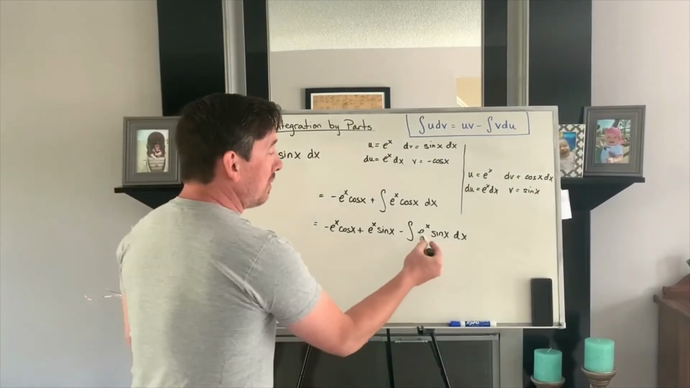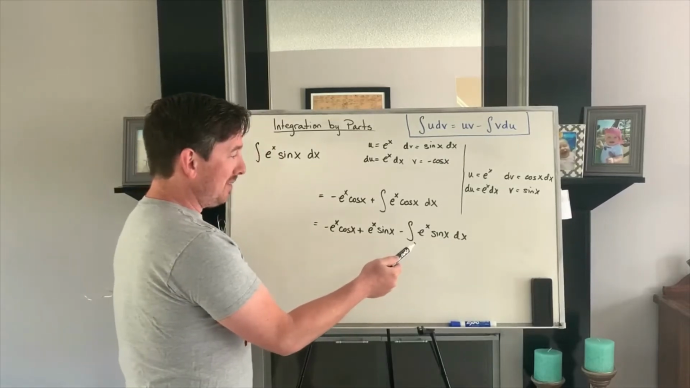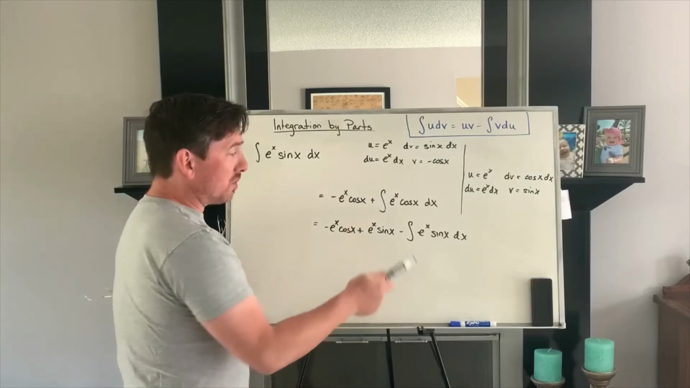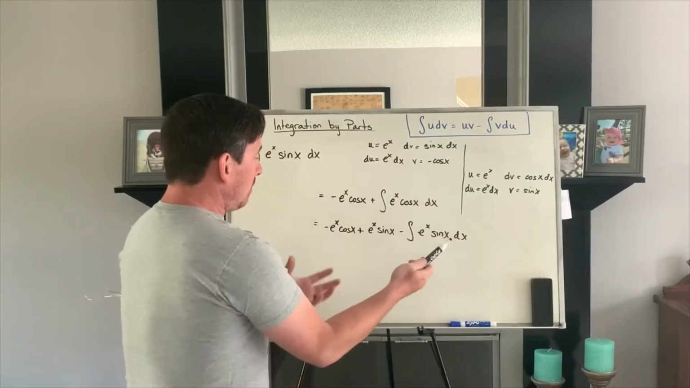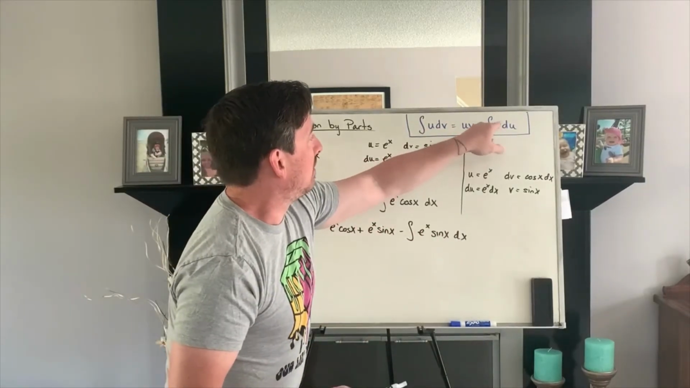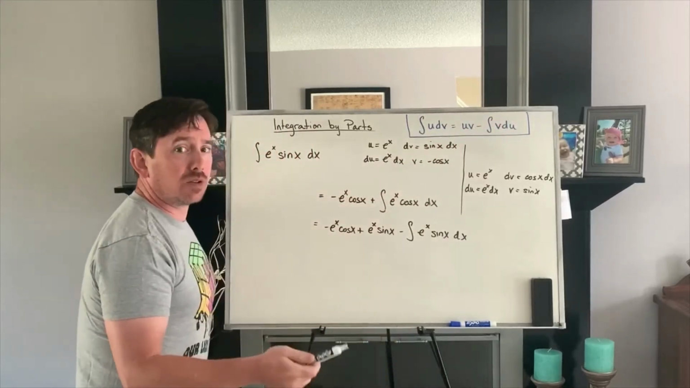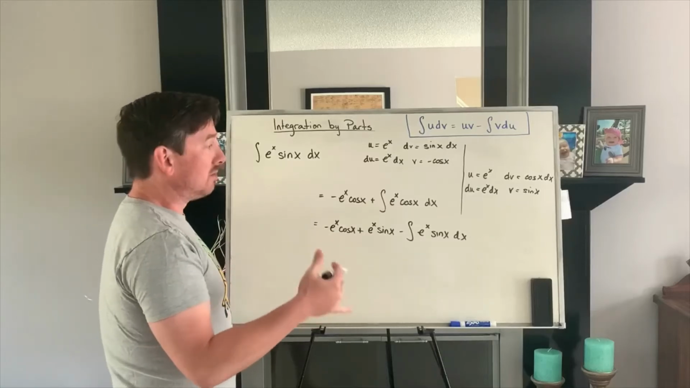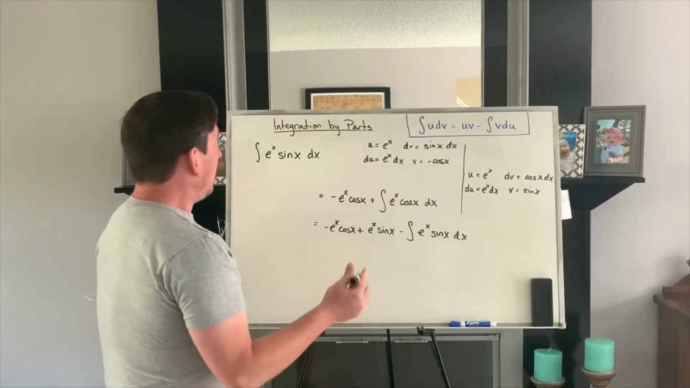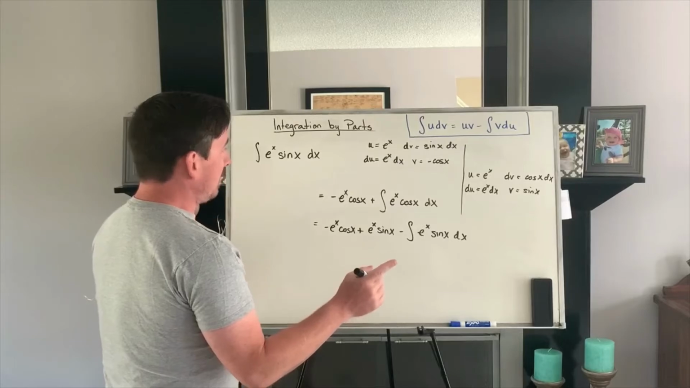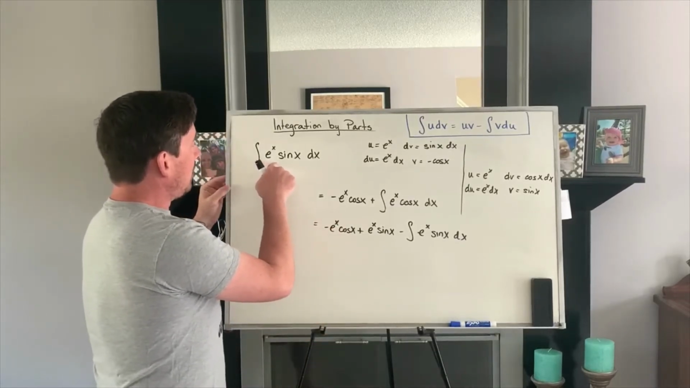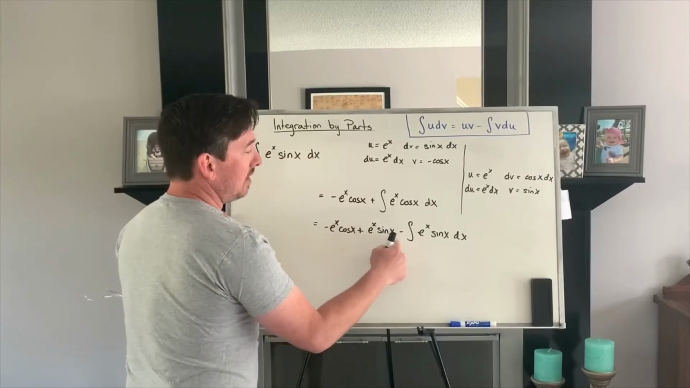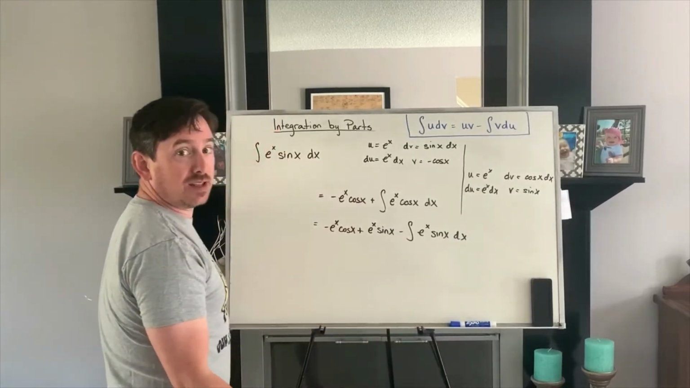Well, now it looks like we have to use parts again. But if you do that a few more times, you'll realize this integral, the integral that shows up as the integral of v du, is never ever going to land on something that you can integrate with any other rules that you have. But notice what just happened. I expanded the integral of e to the x sine x into a bunch of junk that includes an integral of e to the x sine x.